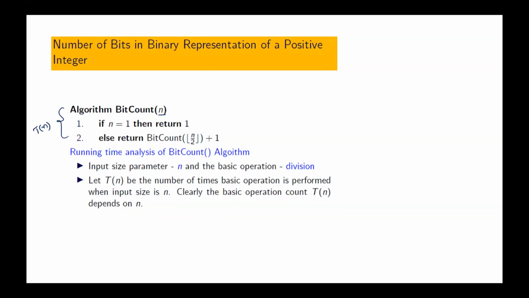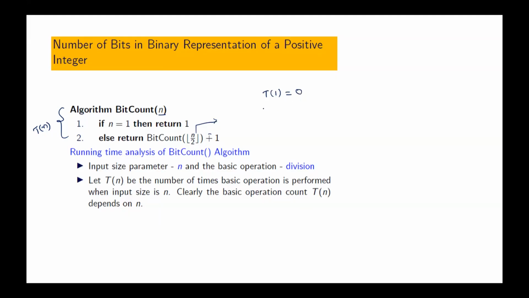What is the most important operation here? If I consider this division, I consider division as the most important operation. Now you tell me how many divisions are performed when n equal to 1? 0, no division.